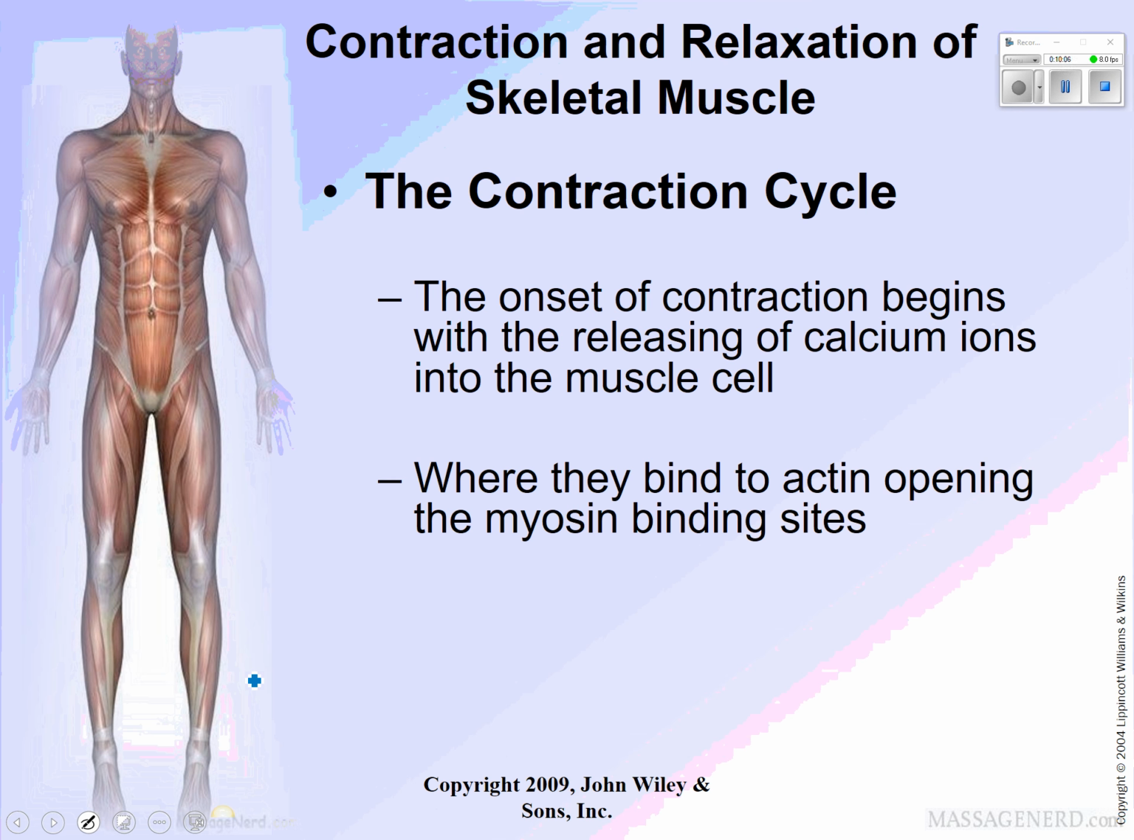Next, we have your contraction cycle. The onset of the contraction begins with the releasing of your calcium ions. This is how it begins, releasing of those calcium ions into the muscle cell. So the calcium ions allow those cross bridges that we just talked about to form between the actin and the myosin, where they bind to actin, opening the myosin binding sites.